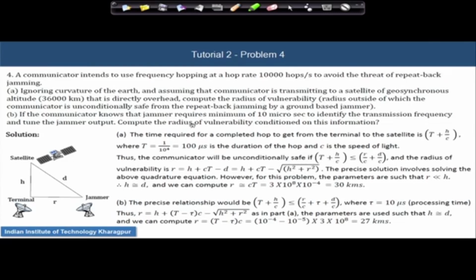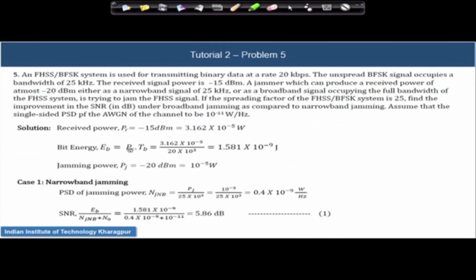So this particular problem highlights the calculation of the radius of vulnerability, beyond which the terminal is unconditionally safe from the satellite as far as jamming is concerned. So finally we have a problem that deals with narrowband and wideband jamming.